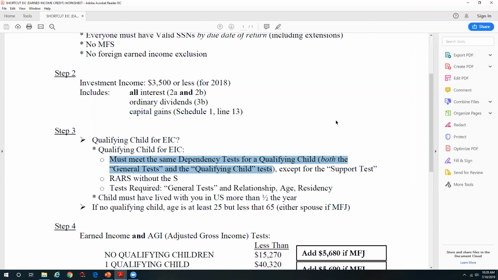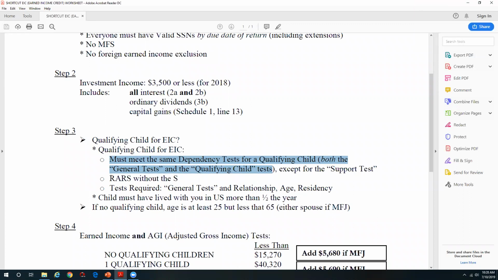And then what does the S stand for in RARS? Support test. And what does that support test say? Remember, do not confuse: the dependent could not have provided more than half of his own support. That's right, his own support. That's different than the support test for a qualifying relative. So what we're saying is that to have a qualifying child for EIC, you must have a qualifying child by definition, except the support test.